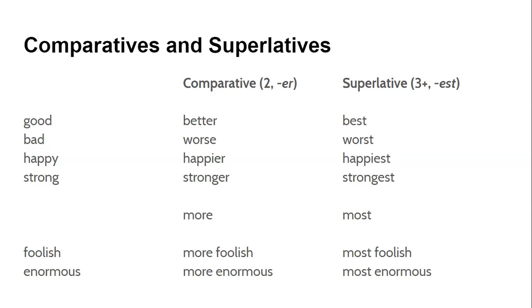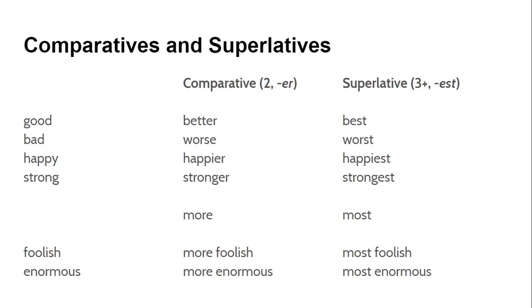So there are a couple of irregular adjectives when it comes to comparatives and superlatives. You have good, better, best, bad, worse, worst. So it's not good, gooder, goodest, or bad, badder, baddest. It's good, better, best, and bad, worse, worst. But most follow a regular pattern. Happy, happier, happiest. Strong, stronger, strongest.